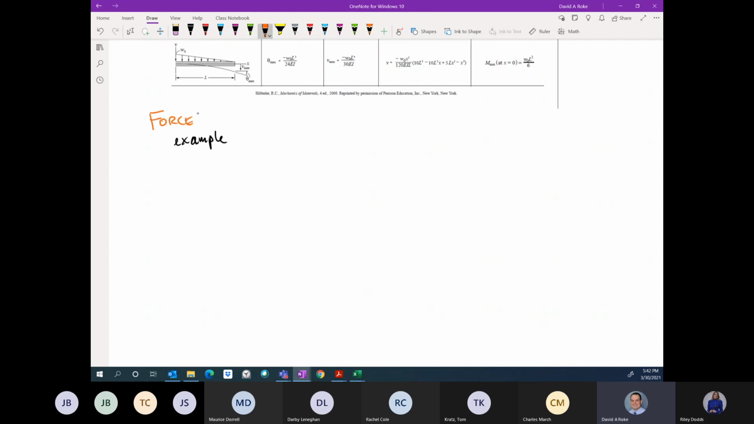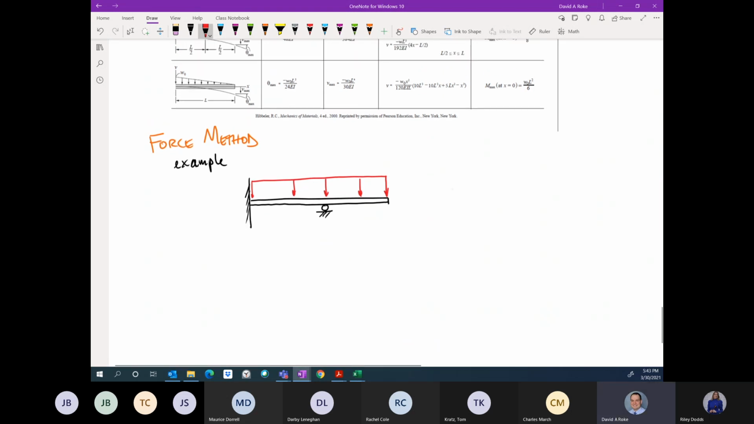Force method here. And so I have a propped cantilever. And it is subjected to just a uniformly distributed load along its length. Actually, you know what? Let's make it a little more fun than that. Let's do a triangular distributed load.